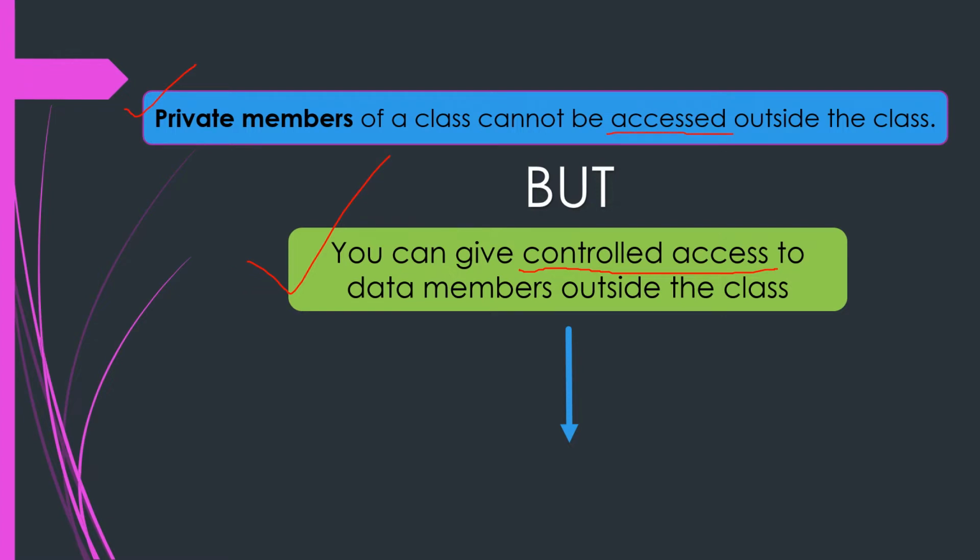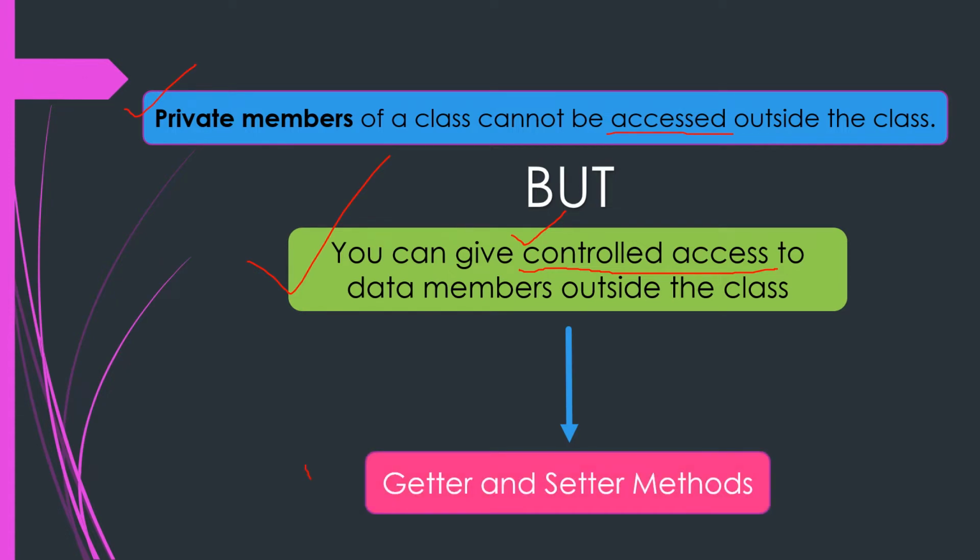So the basic difference I am talking about is, here we are having controlled access, meaning whatever access we are giving is under control, and it will not be fully accessible. It will be accessed only to some limit. So let us see how we will be doing this. We will be using the getter and setter methods for giving controlled access to data members outside the class. So I hope you are clear with this.